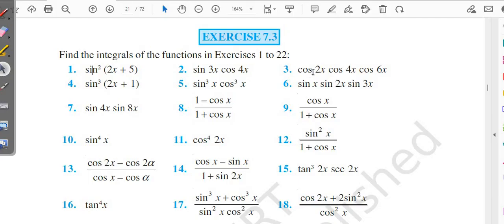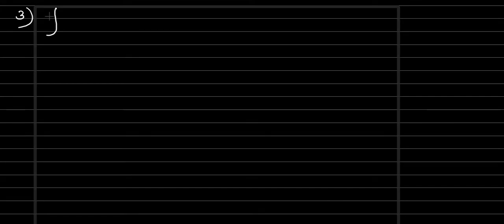Integral cos 2x into cos 4x into cos 6x. So we have in formulas, no? We have only integral cos x dx. So integral cos x into cos y into cos z, it's taking three different angles. So we don't have such an integral formula in that list, right? So what we have to understand from this? The given function is not in the standard form. So we have to do some simplification and reduce it into the standard form.